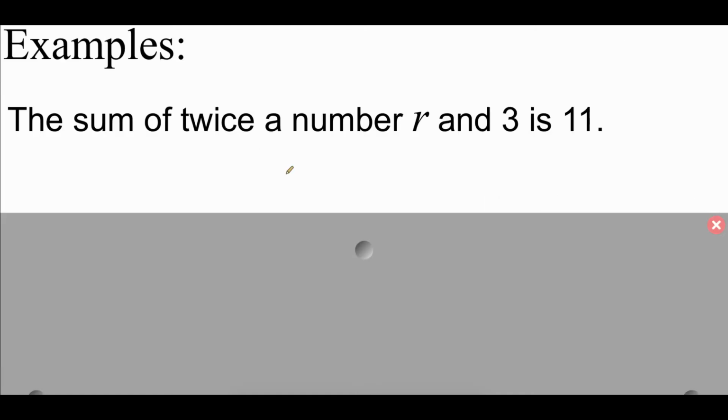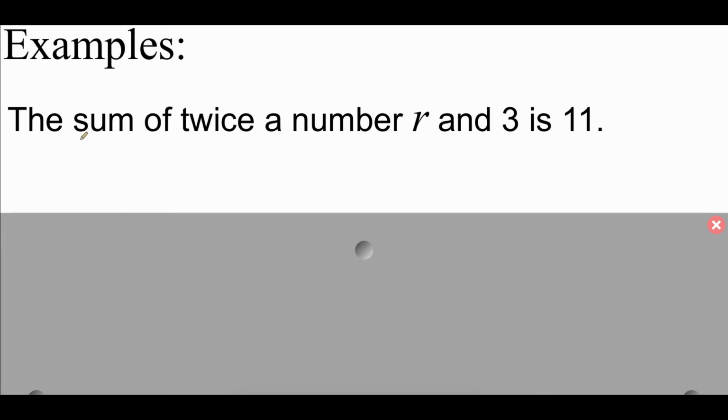Now, what we're going to work on here is taking some verbal expressions and translating them into either an equation with an equal sign or an inequality with one of those four different inequality symbols. In this first example, it says the sum of twice a number r and 3 is 11. We have to think about different keywords that we've learned. There are operational keywords that tell us we have a specific math operation happening, and now there are also these new keywords that tell us if we need to put an equal sign or a less than or greater than or some other inequality symbol.